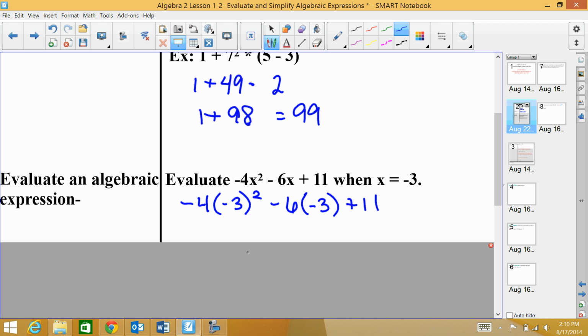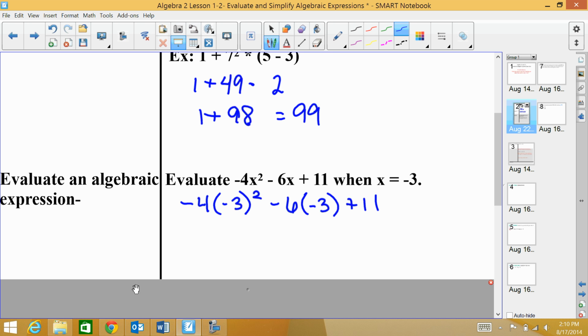So now we just need to follow PEMDAS to work this out. We have these values in parentheses, but they're already evaluated. So then we need to move on to exponents. We need to work out negative 3 squared. That means we're doing negative 3 times negative 3, which comes out to be positive 9. And then minus 6 times negative 3 plus 11.